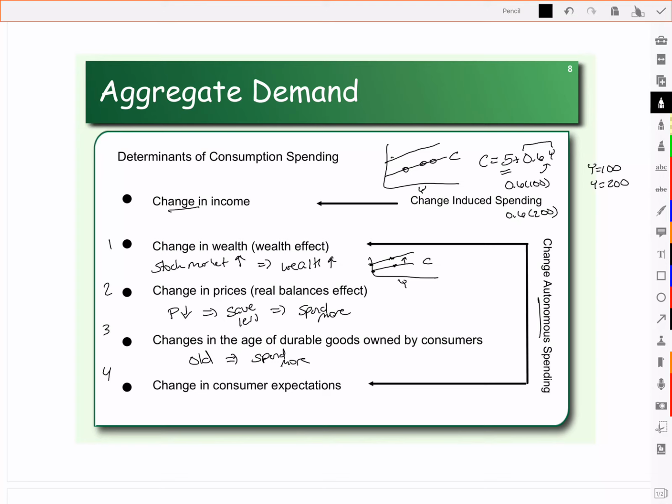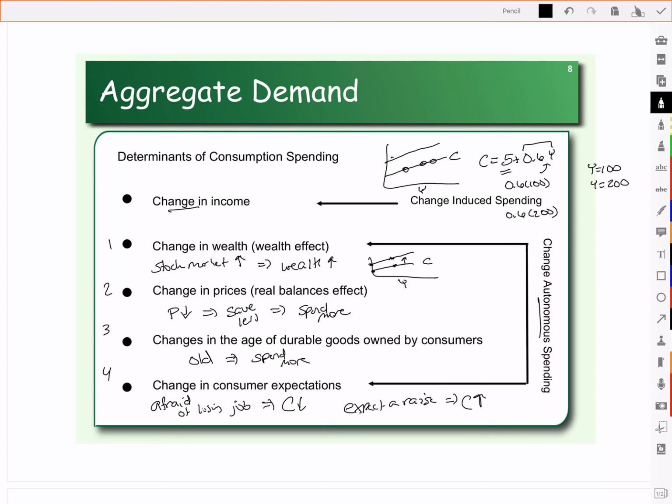We can also look at changes in consumer expectations, right? How confident are you about the future? If you're afraid of losing your job, then you're less likely to go out and spend money. And it's your expectations about the future, not your current income, that's changing your behavior. So if you're afraid of losing your job, autonomous consumption spending will decrease. If you expect a raise, then you're going to start spending more even before your income has changed.